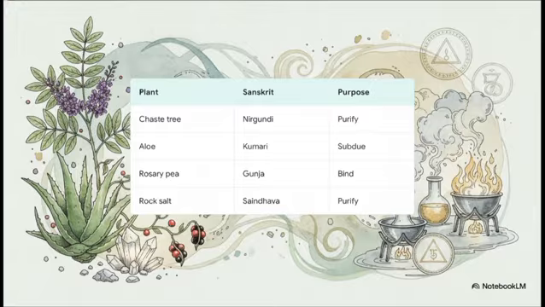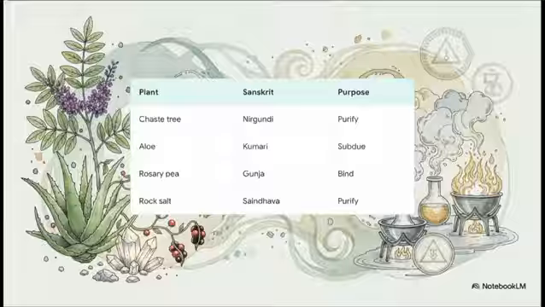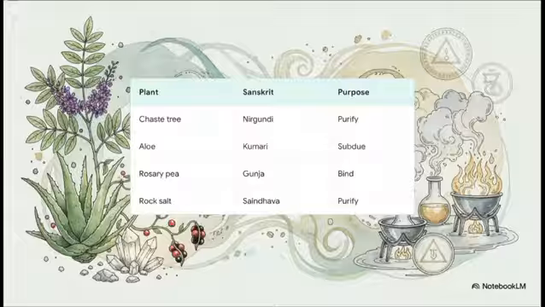Historically and philosophically, these specific organics were believed to possess the exact energies required to purify, subdue, and bind the volatile metals during extreme heating. But it absolutely must be stated clearly right now, this pharmacological claim regarding their purifying energies is completely unproven and wholly rejected by modern science.